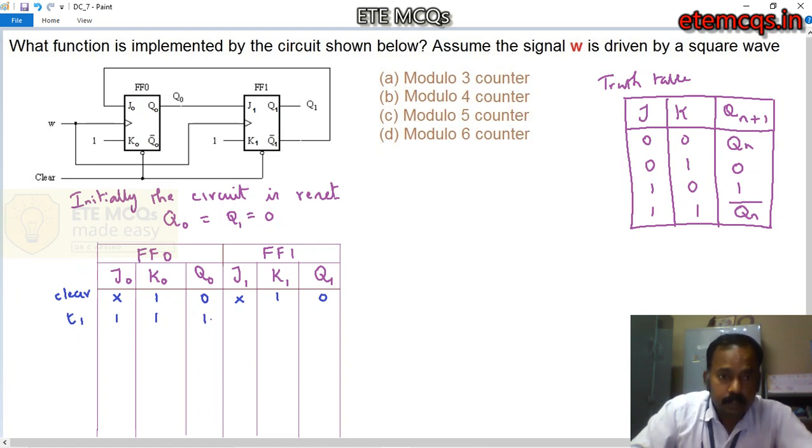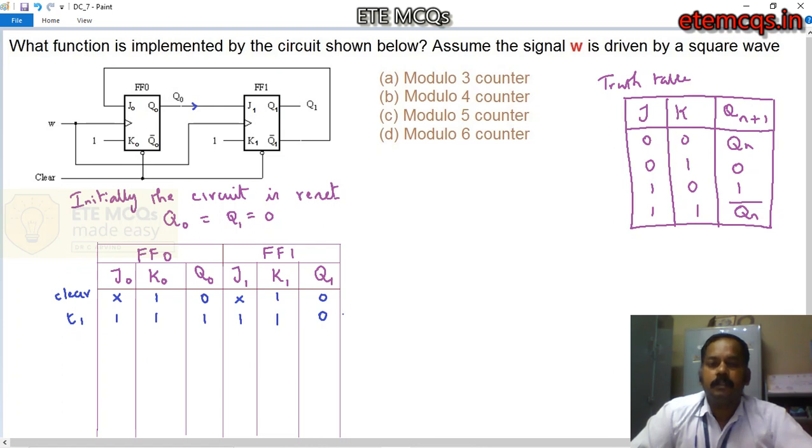Now this 1 moves to J1. Q0 is given to J1. So in that case, you will have J1 as 1 and K1 is already tied to 1. But at this triggering, this output will have no effect, because it is the Q0 that is passed on to J1, and this is produced only during the first trigger. So during the first trigger, Q1 will remain 0. There will be no change in Q1. Q1 remains 0.